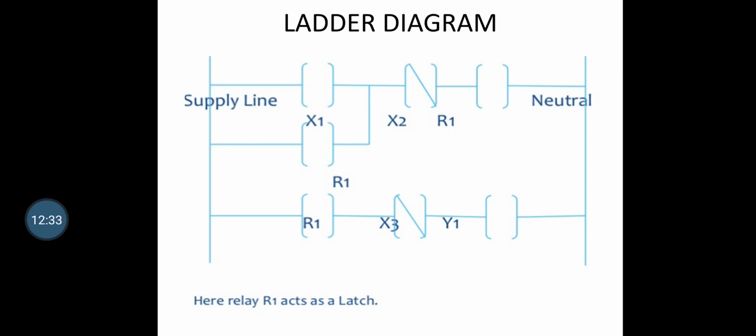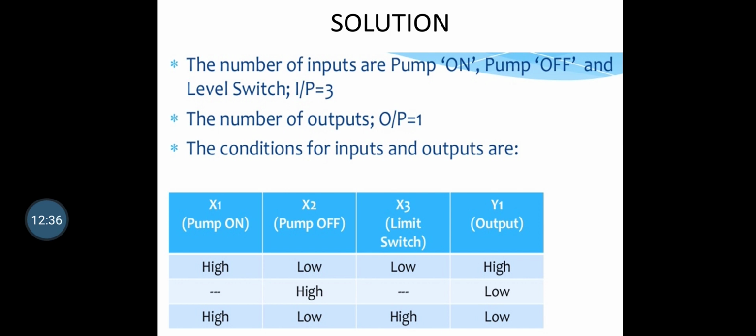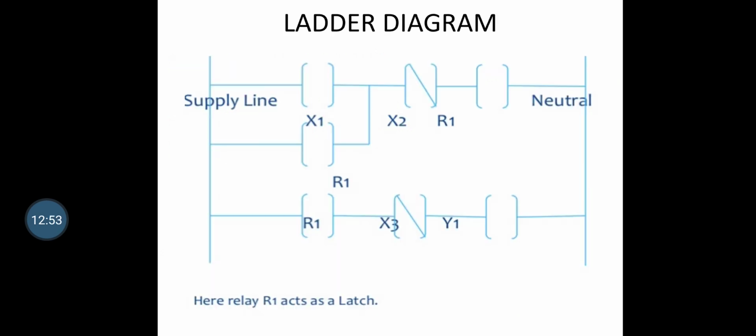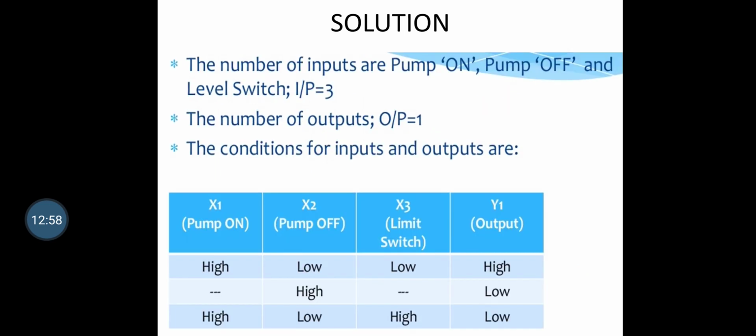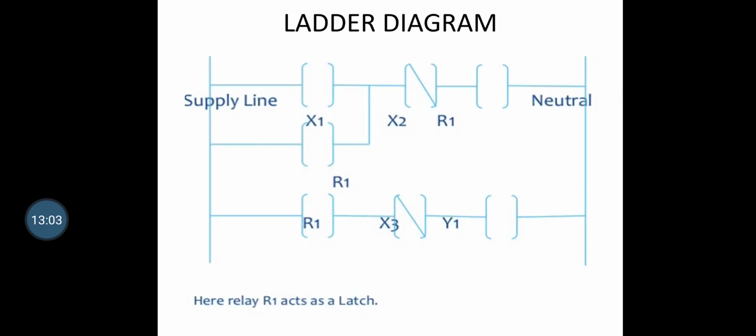and here is the second condition. When X1 and X2 are off, it is in the high position, which gives the low output. In the final one, X1 is high, X2 is low, and the limit switch is high, which gives the low output. This is the ladder diagram showing how the problem has been executed using the switches, ladder functions, and ladder symbols. Thank you.